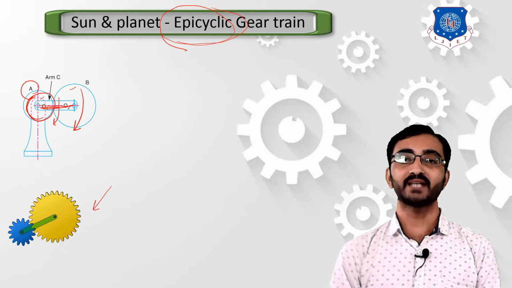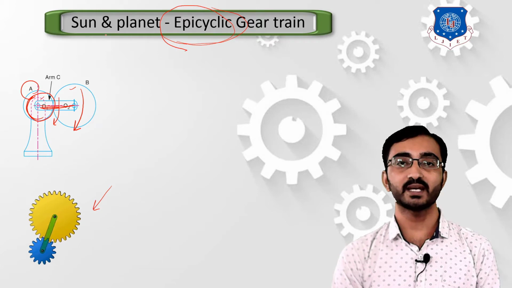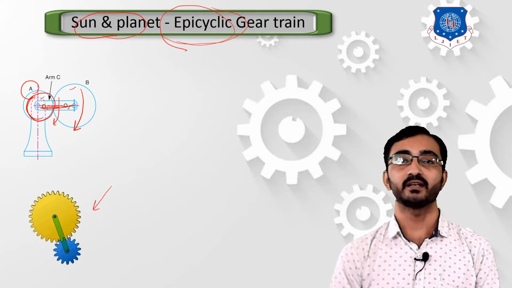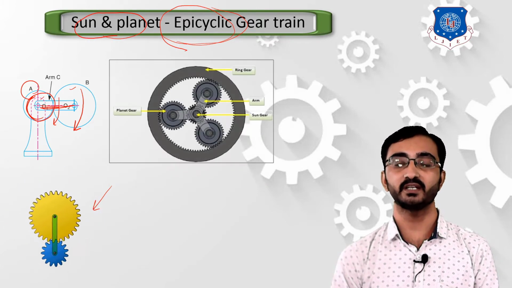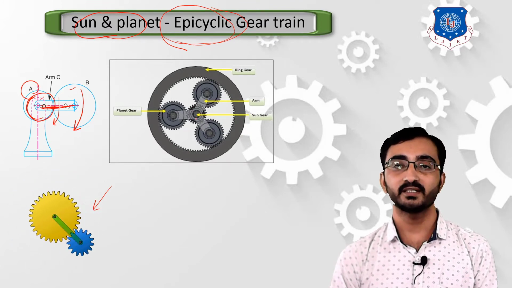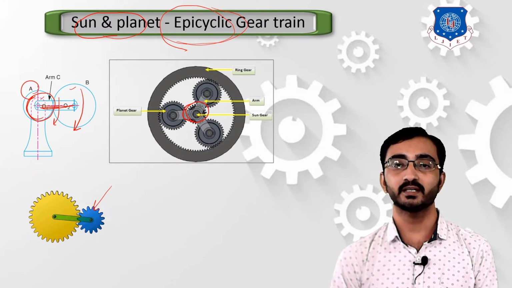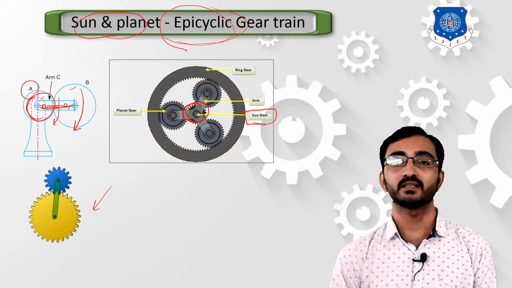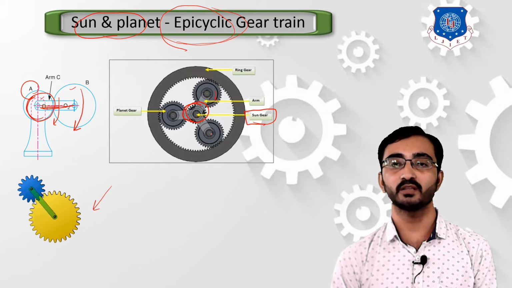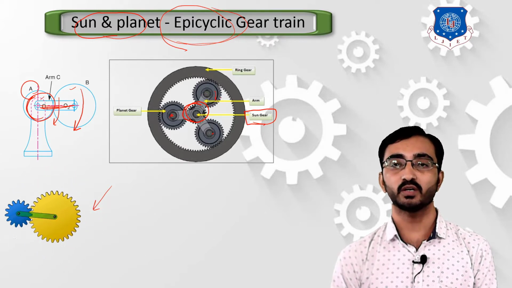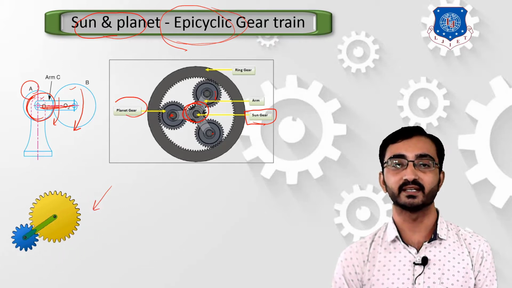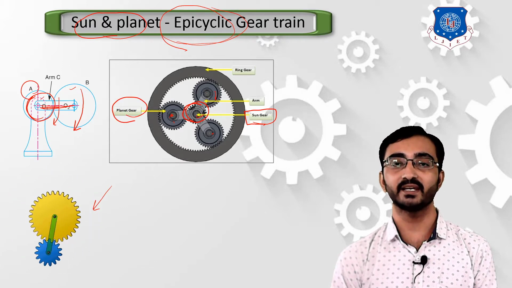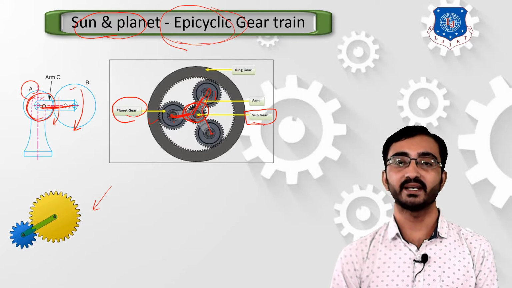Now the subtype of this epicyclic gear train is known as the sun and planet gear train. Now let's refer to the figure of this type of gear train. Over here, this central gear is known as the sun gear because it is mounted in the center, and the other three gears are mounted on the periphery of this gear. These gears are known as planet gears, and the sun gear and planet gears are connected with this arm. This arm is the joining component of the sun and planet gears.